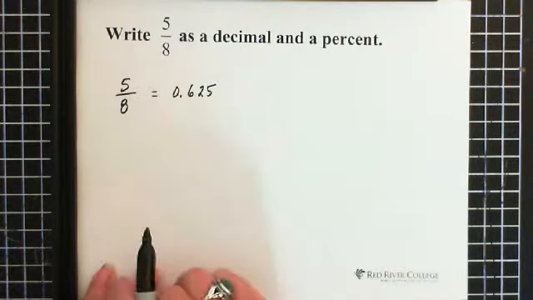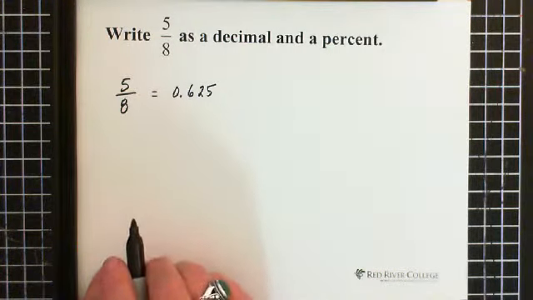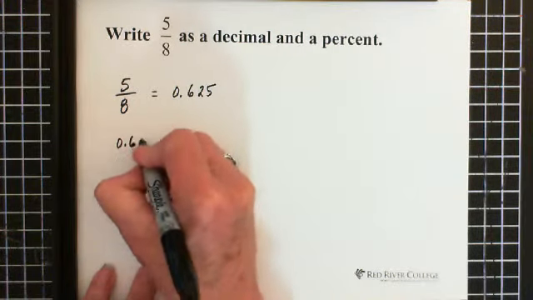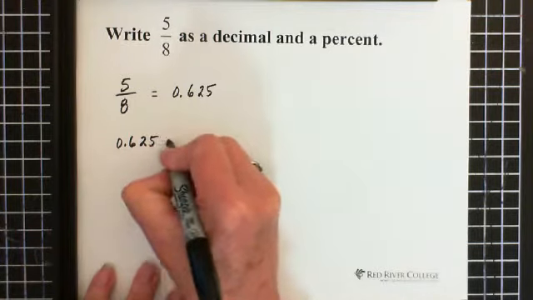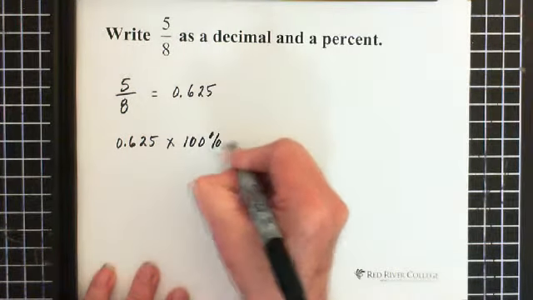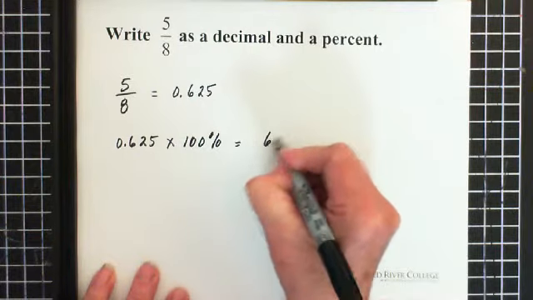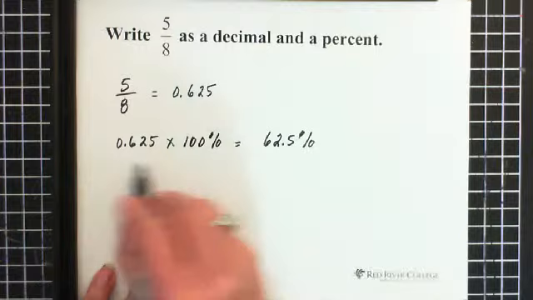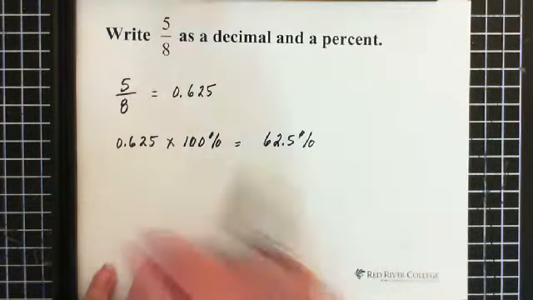So then, to get a percent, we take our decimal and multiply it by 100%. So 0.625 multiplied by 100% equals 62.5%. And you can always just do that in your calculator.